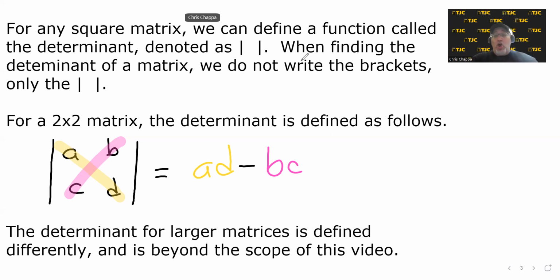Now, unfortunately, for larger matrices, such as 3x3 and 4x4, the determinant is defined differently. It's kind of defined recursively, meaning the way you find a 3x3 determinant is you do several 2x2 determinants, and the way you find a 4x4 determinant is you do several 3x3 determinants, which means you do a bunch of 2x2 determinants. But it's a little bit beyond the scope of this video. We're only going to be dealing with 2x2 determinants.